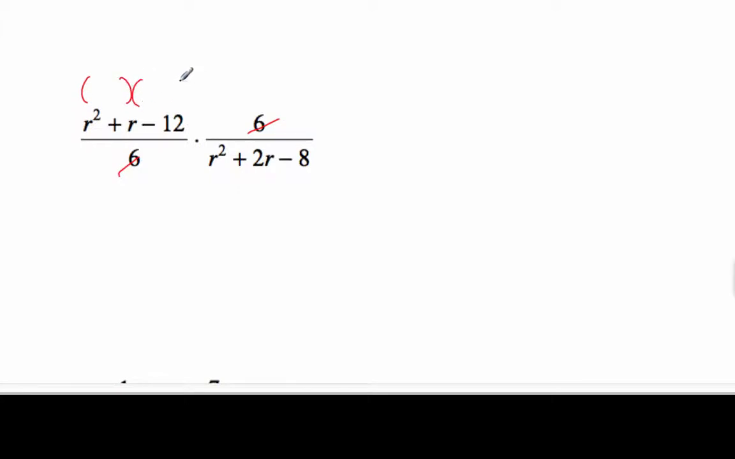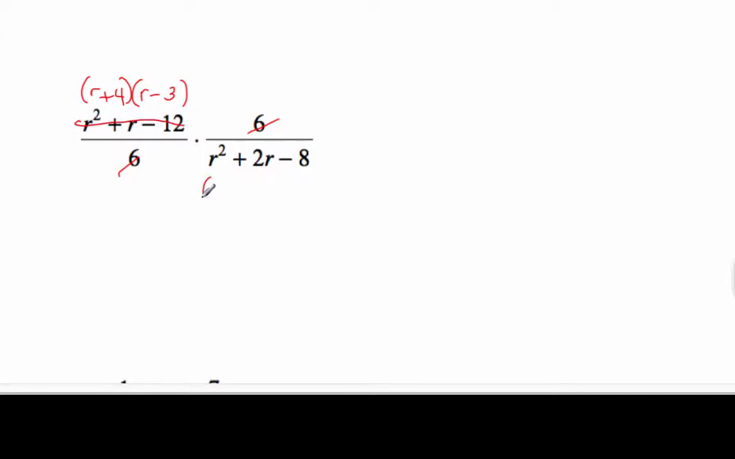When we go through and factor this, the first terms in each are going to be r. This tells me my signs are going to be opposite, so plus, minus. I need factors of 12 that differ by 1. Well, that would be 4 and 3, and the positive one will be 4, because this is positive here. And then I'll put my 3. So that one's all set.